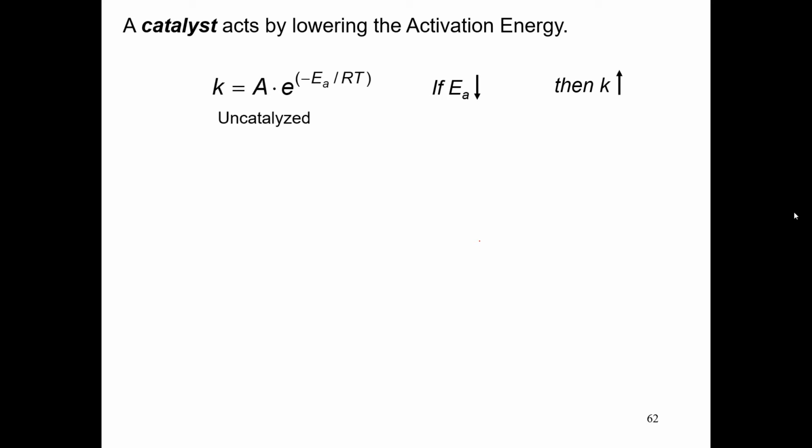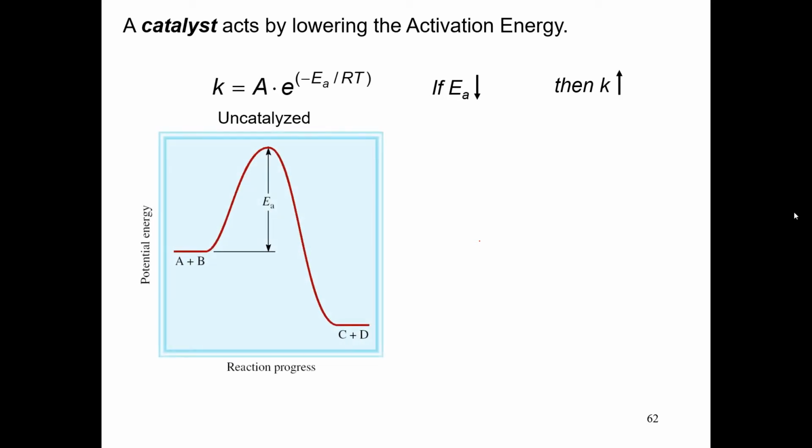So let's look at the energy profile of what we call an uncatalyzed reaction. So here's again that energy diagram. A and B are the reactants, C and D are the products, and in between their energy levels there is a peak or a hill that is what we call the activation energy, E sub A.